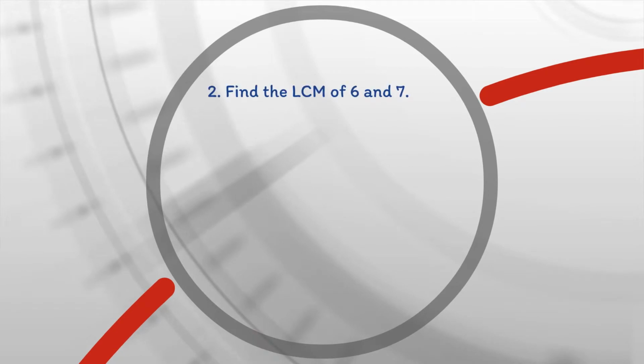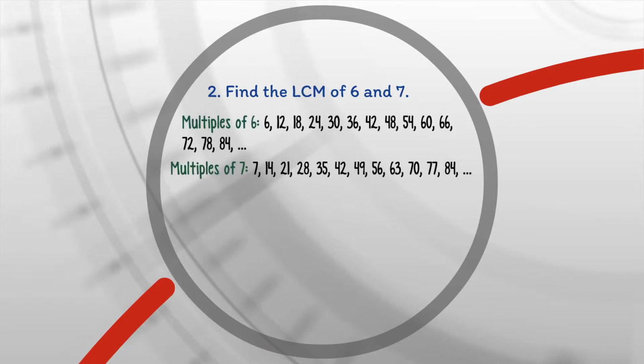Let's have another example. Find the LCM of 6 and 7. We will do the same thing we did with the previous example. The multiples of 6 are 6, 12, 18, 24, 30, 36, 42, 48, 54, 60, 66, 72, 78, 84, and so on. While the multiples of 7 are 7, 14, 21, 28, 35, 42, 49, 56, 63, 70, 77, 84, and so on.